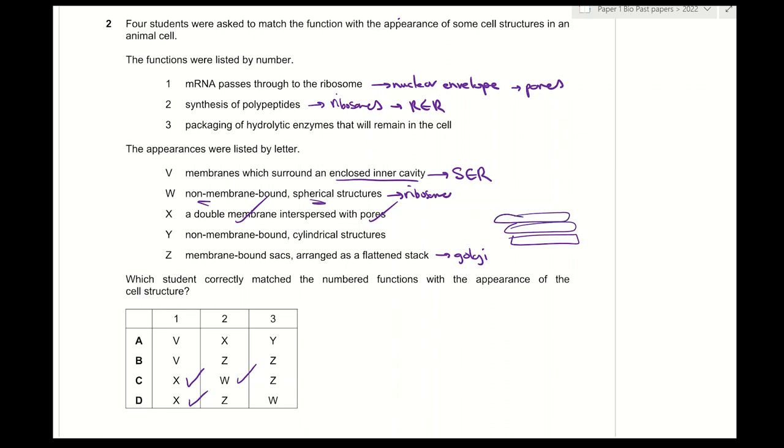Now, let's see three, packaging of hydrolytic enzymes that will remain in the cell. So we have a suggestion between Z and W. As we all know, proteins are packaged and modified by the Golgi body, and we just said that Z is Golgi body, therefore the answer is going to be C.